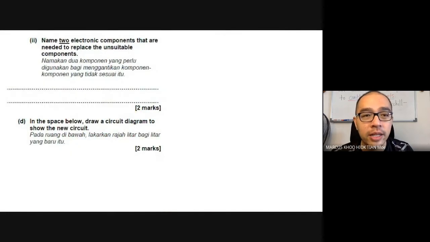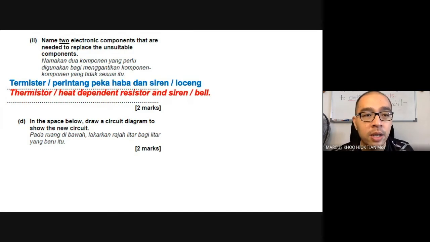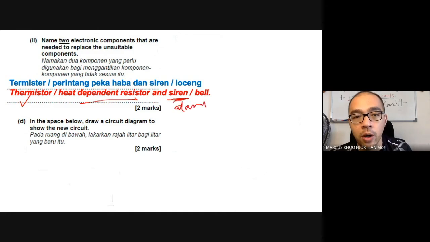Question D, name two electronic components that are used to replace the unsuitable component. This has been touched on, so I'm just going to answer straight. We change the LDR to thermistor or heat-dependent resistor, and we change the LED to a siren or an alarm, or a bell. Like the fire alarm bell, the very long ringing one. That one also.